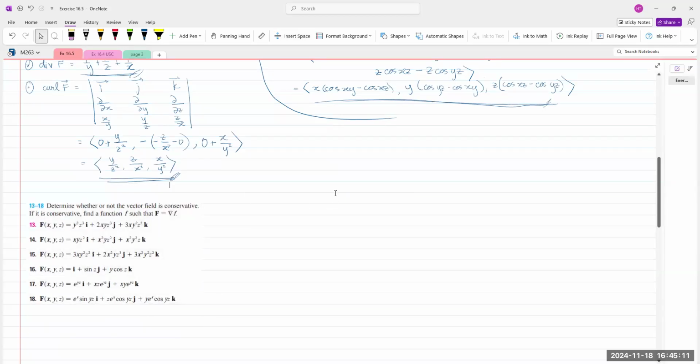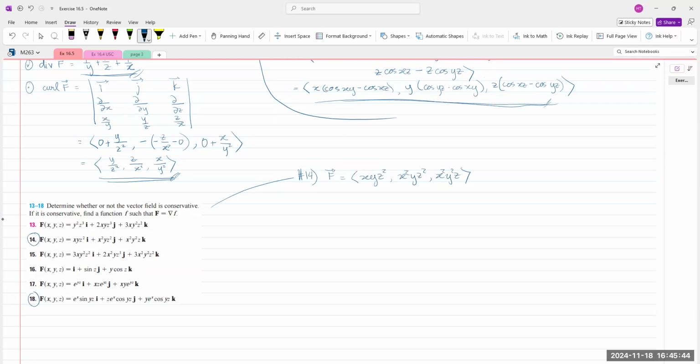Determine whether or not the vector field is conservative. If it is conservative, find the potential function. Okay, which question should we do? Let's do number 14 and number 18. Number 14 first. So we have the vector field F equals xyz squared, x squared yz squared, and then x squared y squared z.